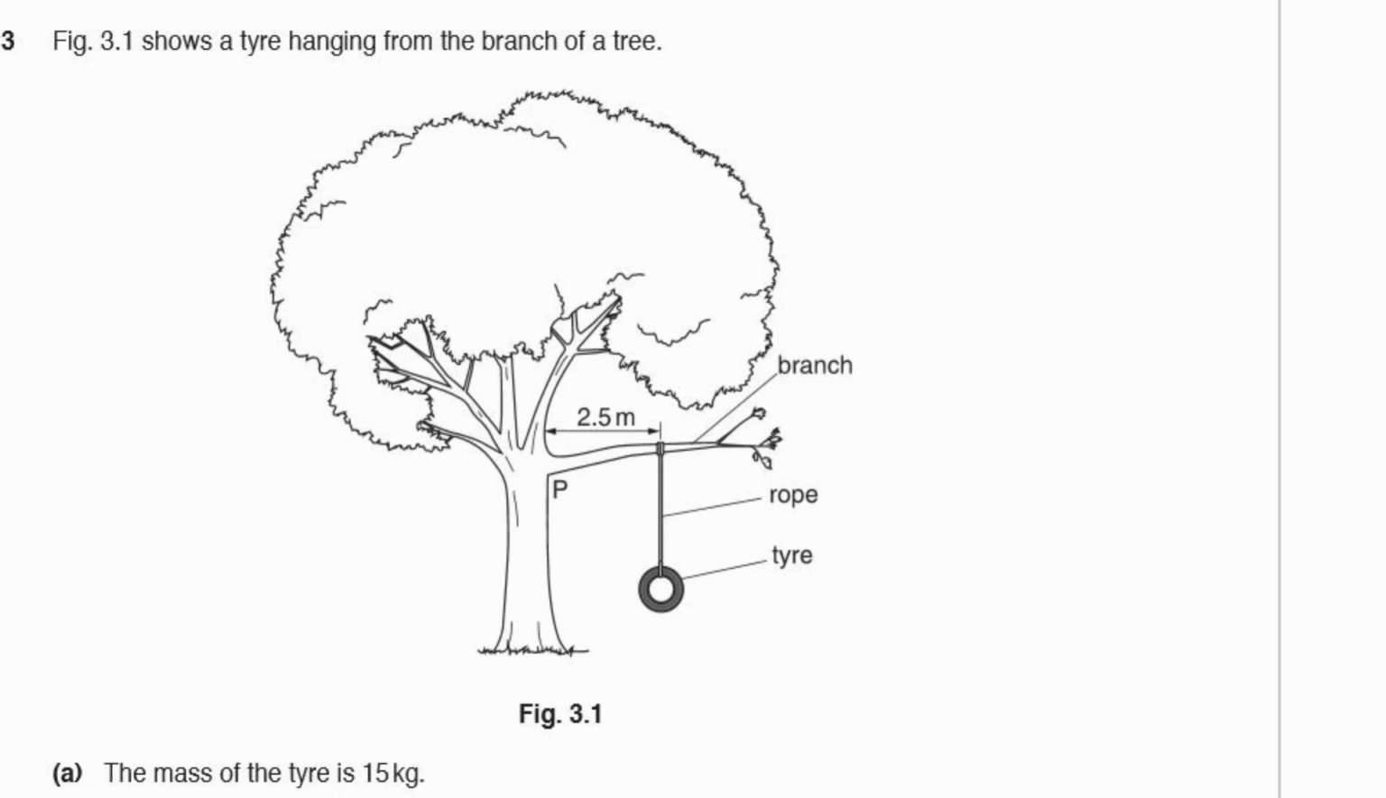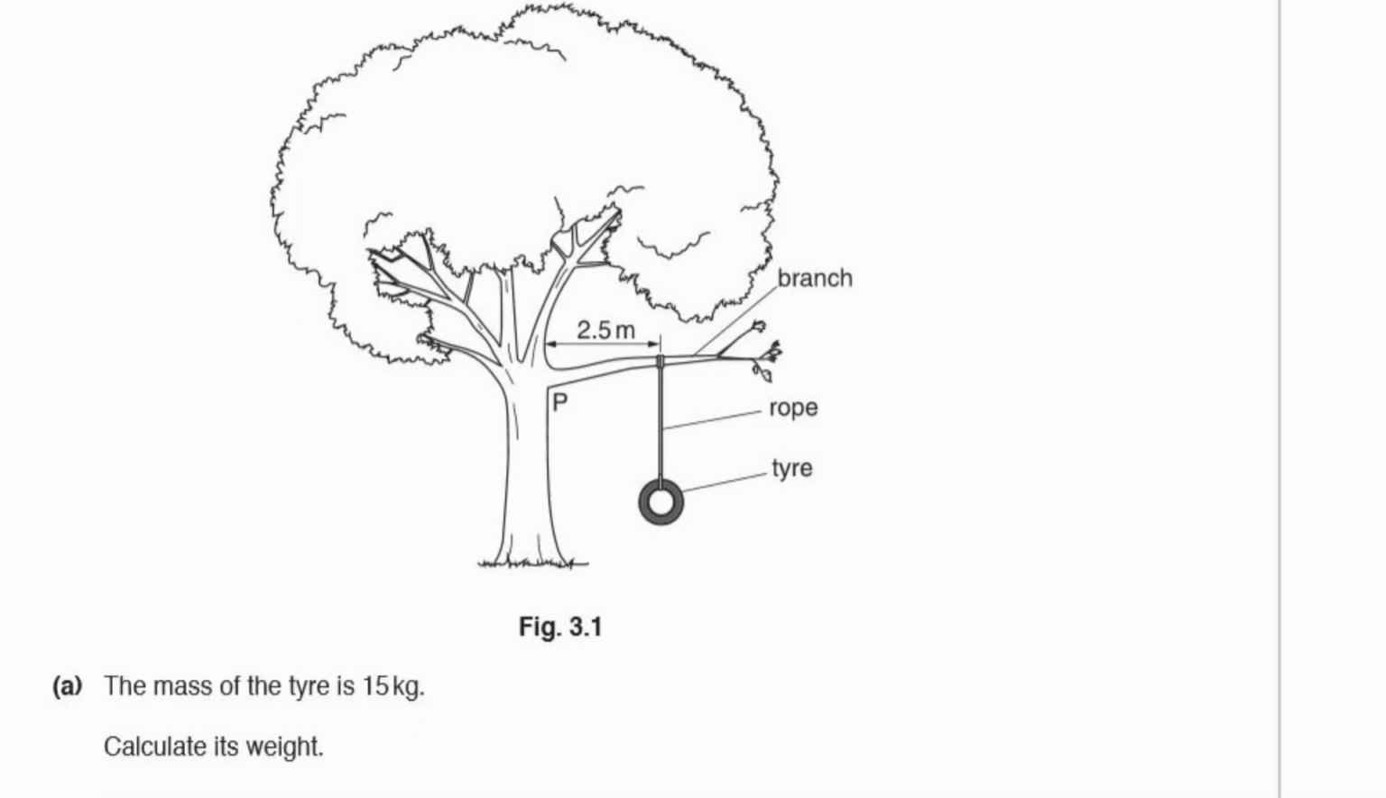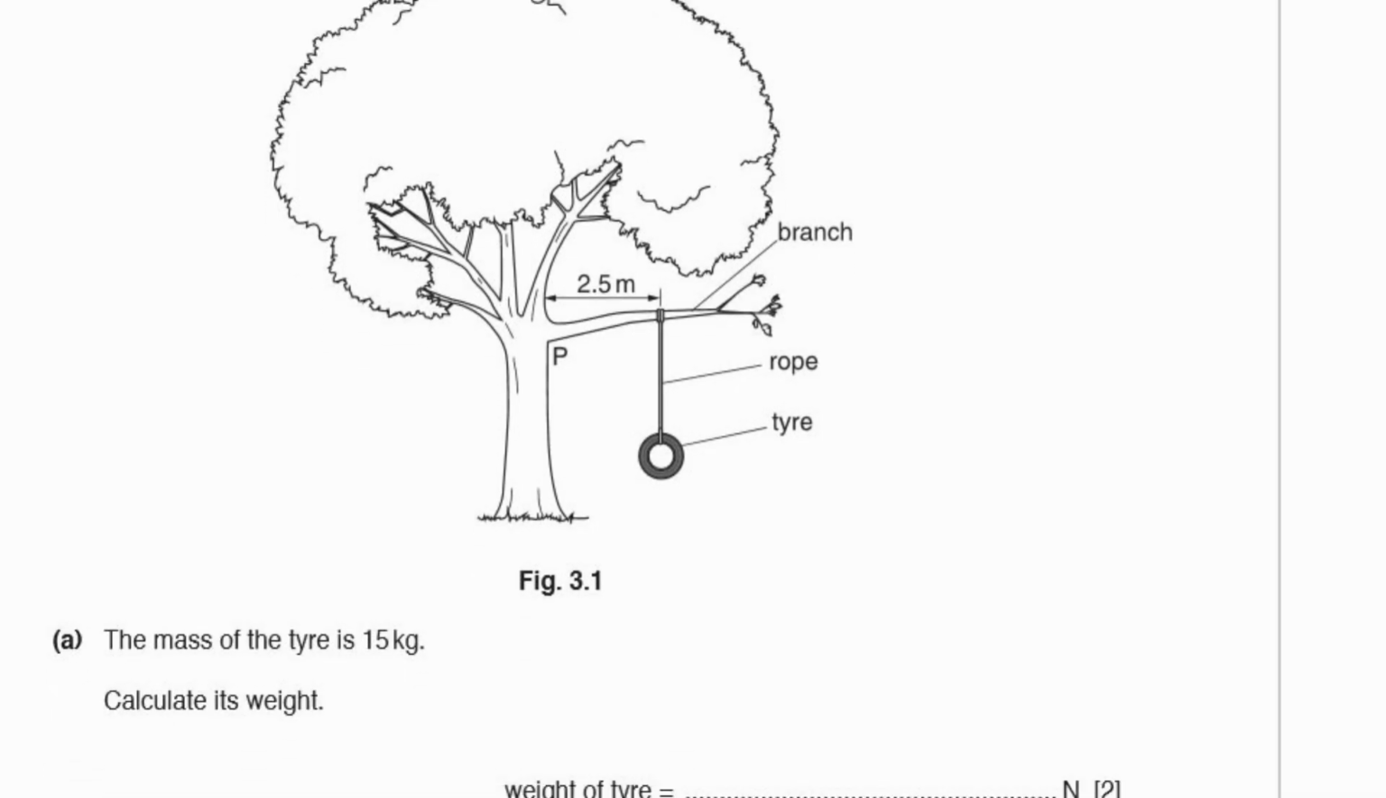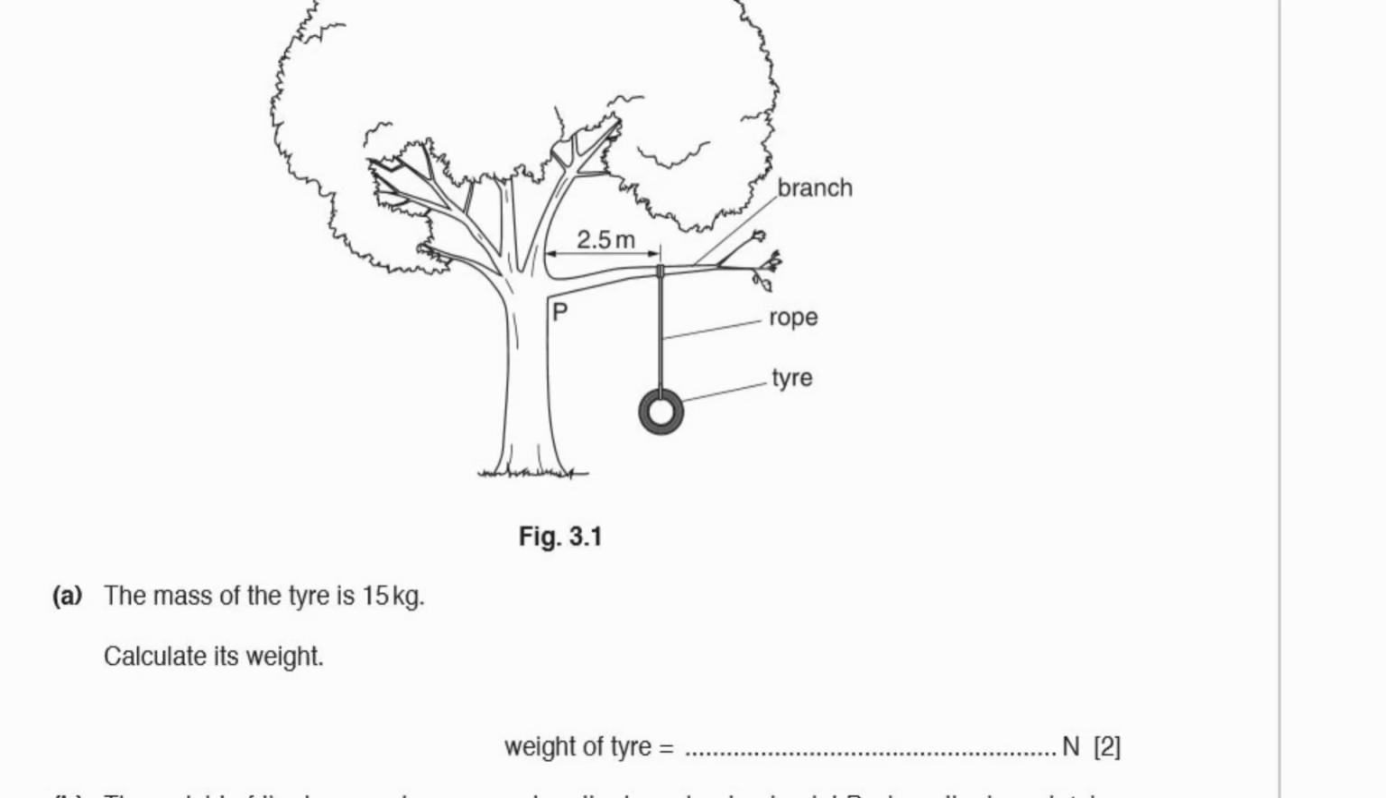Figure 3.1 shows a tyre hanging from the branch of a tree. It's 2.5 meters out. The mass of the tyre is 15 kilograms. Calculate its weight.